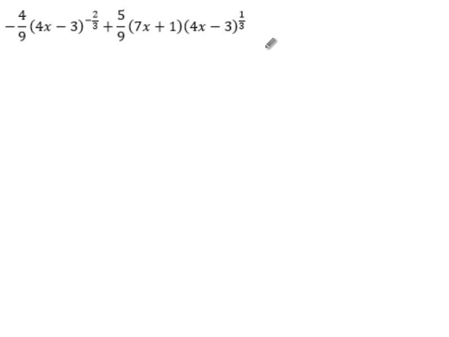So, just like we start every other problem, we ask, does this have any common factors? And there are a couple of things. The coefficients both have ninths in them, so we should be able to factor out a 1/9. And also, the first term contains 4x minus 3 to the minus 2/3. The second term also contains 4x minus 3. Different power, but we can probably do something with that anyway. So let's get a 1/9 out of there.